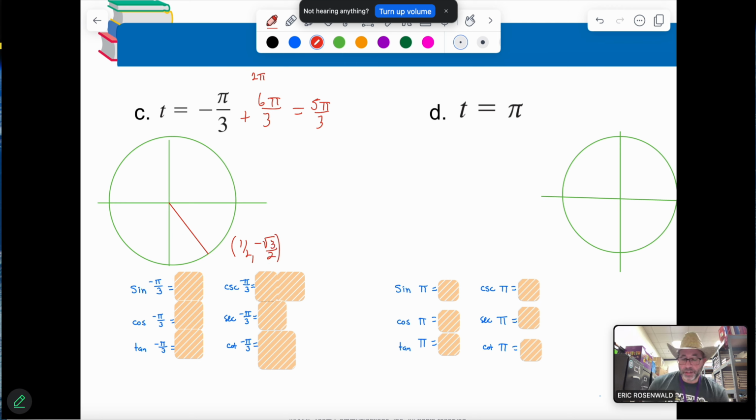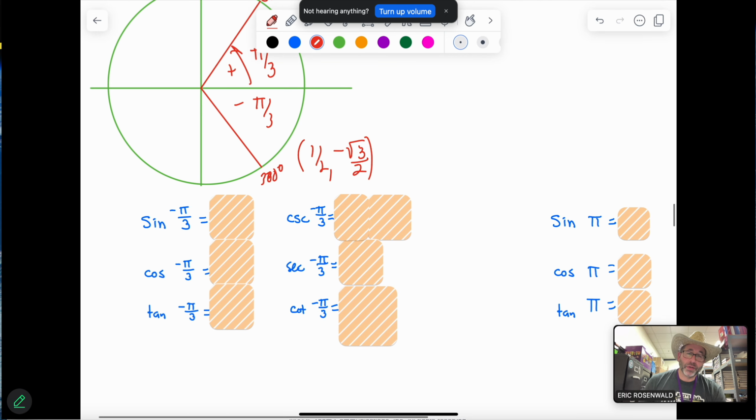You could have also done, since we know that positive pi over 3 is this direction, right? Well, I could have done negative pi over 3 going to this direction. And what that means is that when we look at the pi over 3 right here, this is at 60 degrees, right? Because we know it's 60 degrees. Well, if I go 60 degrees the other direction, that's going to put me at that 300 degree mark on the unit circle.